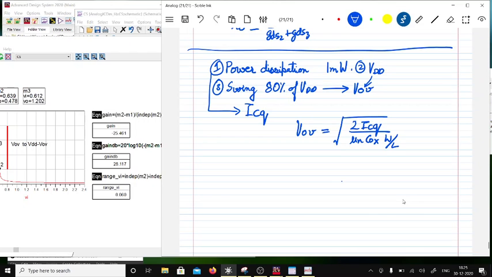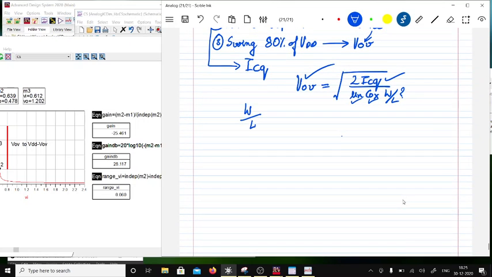Okay, so they have given you V overdrive, they have given you ICQ. From the process you know Cox and mu n, then you have only this unknown, so you know what is W by L. So from this you got W by L. Once you have W by L, then you say you want a gain. Let's say you want a gain of 30 dB. So in pure numbers it will be a gain somewhere around 27, 28, roughly like that, right?